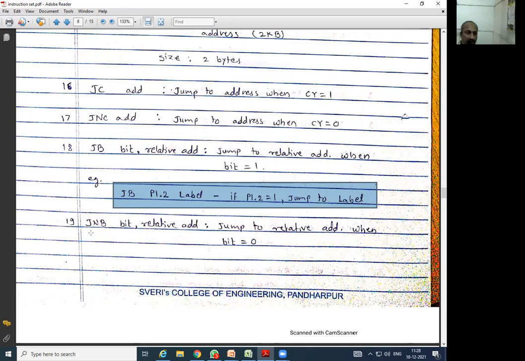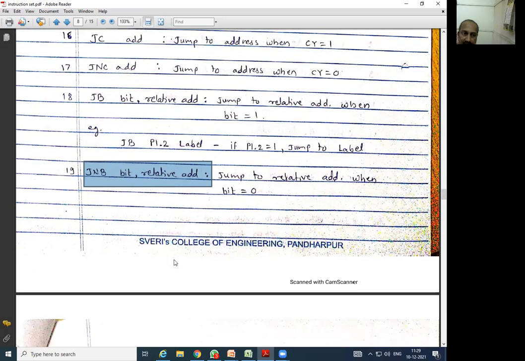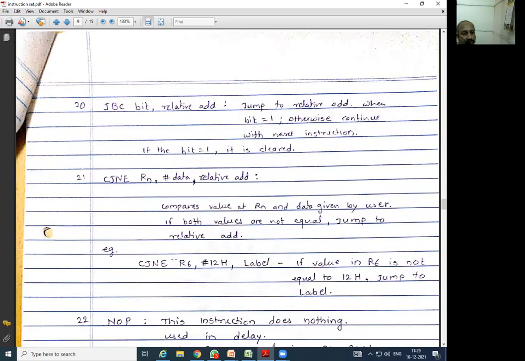Okay. Opposite to that, it is JNB. जर ती bit set नसेल तर म्हणजे reset असेल तर, means 0 असेल तर. That is, if the LED is off, in simple practical language. Jump to the relative address when bit is equal to 0. Like that, it is going to be transferred. So these are a few more instructions under this branching group.